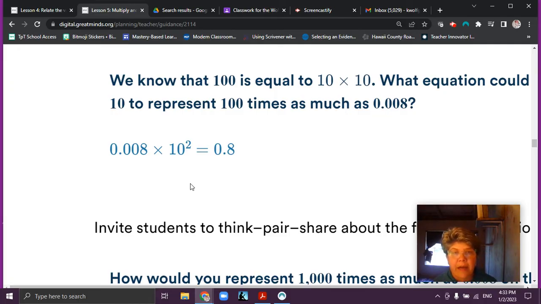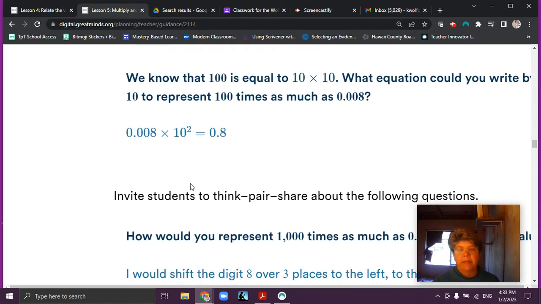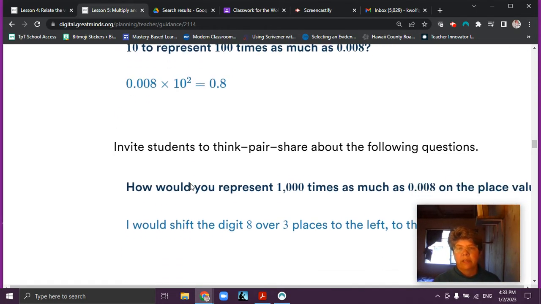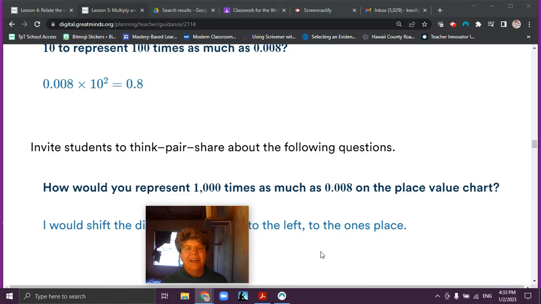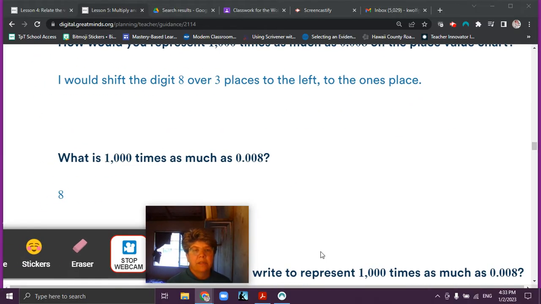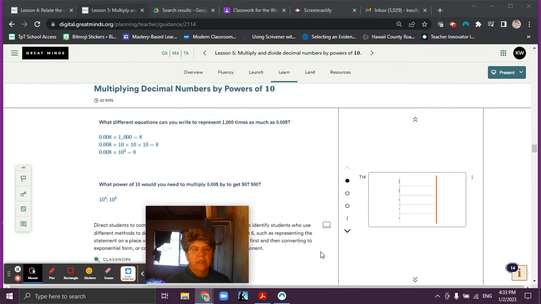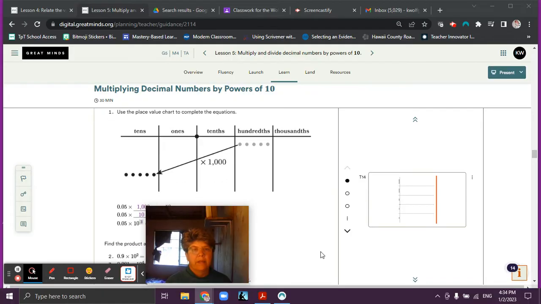What about 1,000 times 8 thousandths? How many times would we shift if we were multiplying by 1,000? I want the question, but not the answer. It's a little hard to show there. Okay, maybe if I move myself. All right, so how would you represent 1,000 times as much as 8 thousandths on the place value chart? You're going to be moving 3 times to the left. Did you notice 3 zeros? And also 1,000 is 10 times 10 times 10, so 10 to the third power. So we're going to be moving 3 times to the left, right there.